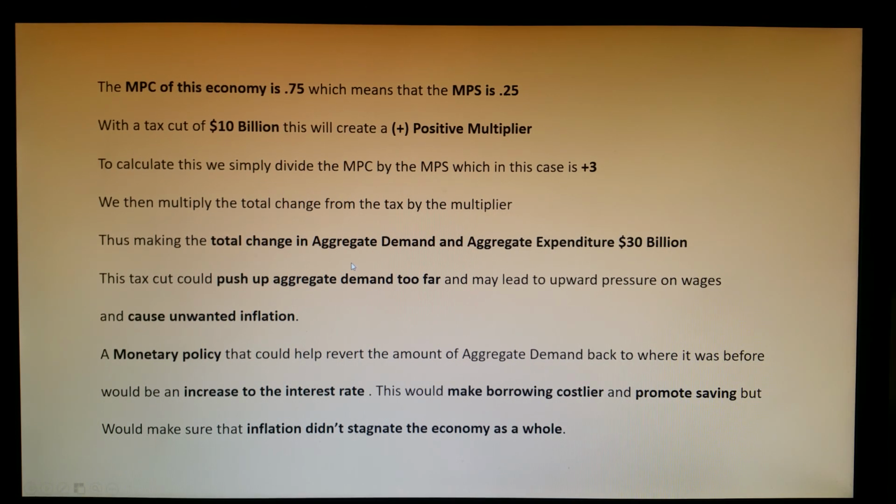A monetary policy that I think would help revert the amount of aggregate demand back to where it was before would be an increase to the interest rate. This would make borrowing more costly and promote saving, but would make sure that inflation didn't stagnate the economy as a whole.